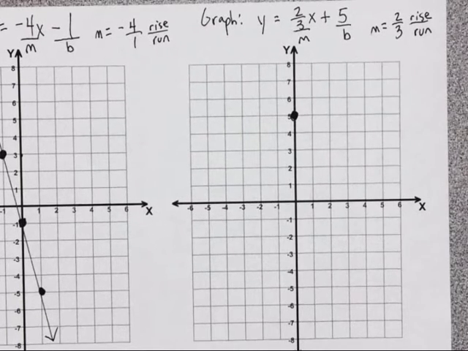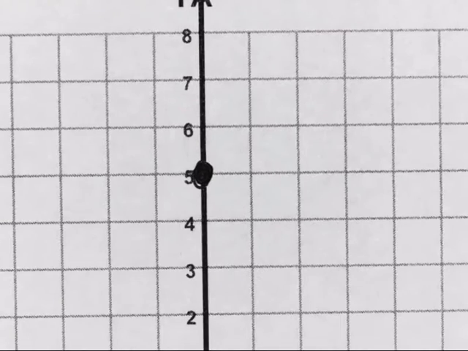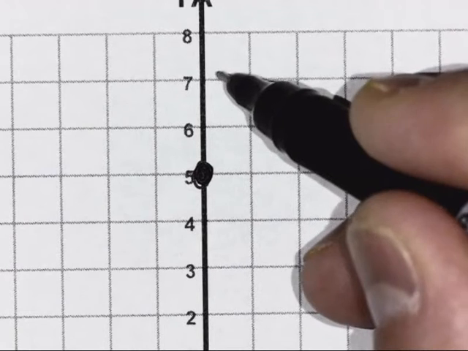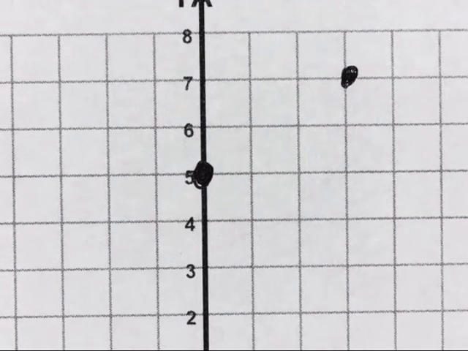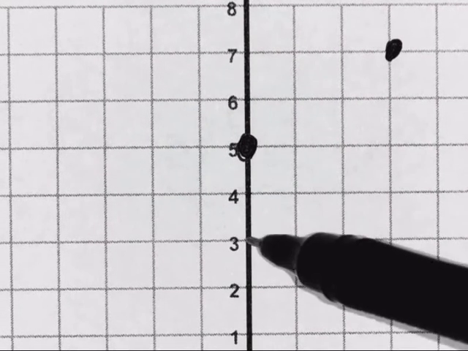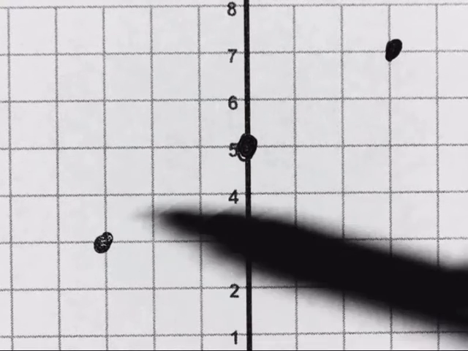So go up 2. I'm going to zoom in here. I'm going to go up 2. Then I'm going to run to the right 3. And that's going to put me here on that line. Like I said before, another way I could have done this, I could have gone down 2 and then left 3. That puts me on the same line.